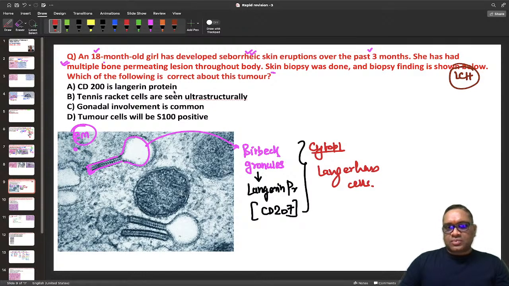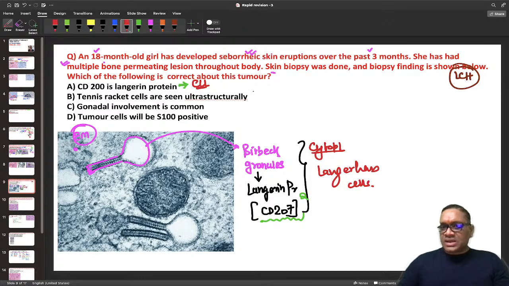If you look at the first option, CD200 is langerin protein. CD200 is not langerin protein, it is CD207 which is langerin protein. CD200 is used for diagnosis of chronic lymphocytic leukemia, right?